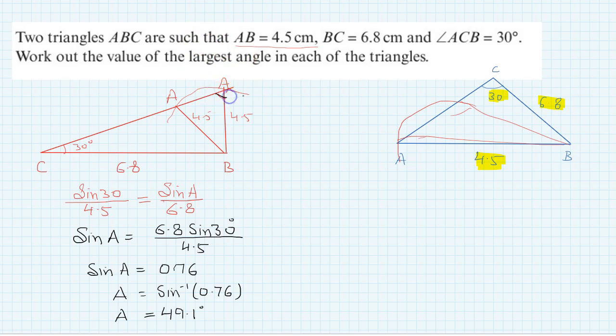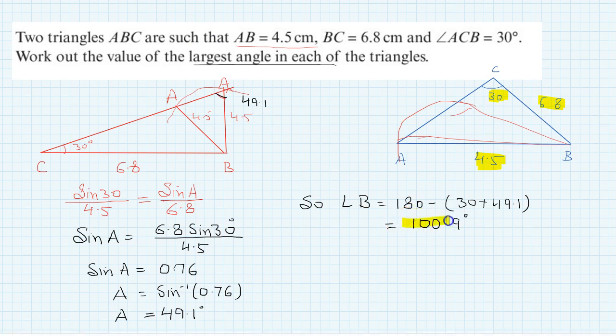So this angle is 49.1. This is 30. So work out the value of the largest angle in each of the triangles. This angle is 49, this is 30, so angle B will be 180 minus (30 plus 49.1). So it will be 100.9. That is this angle.